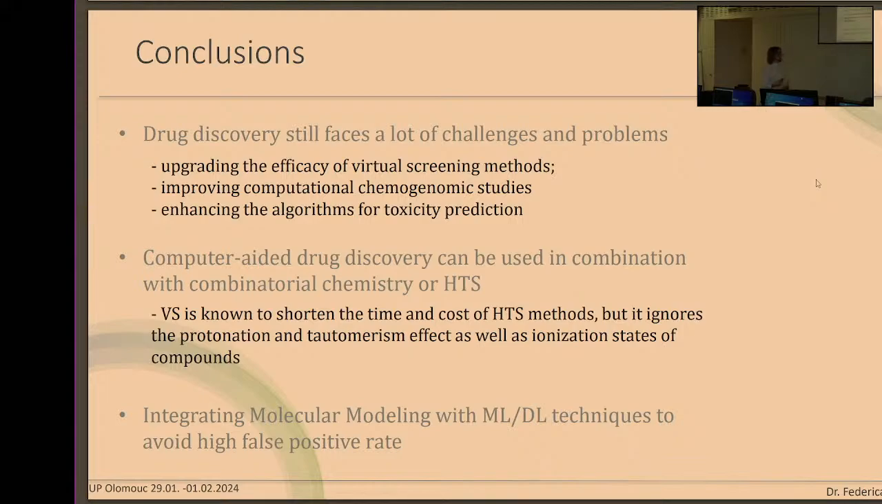Then we are undertaking this process by integrating molecular modeling with machine learning or deep learning techniques, also to avoid a high false positive rate in our drug design process. So, for instance, retro drug design was only recently introduced, but I think we can also use this kind of approach with deep learning or machine learning to improve the drug discovery process.